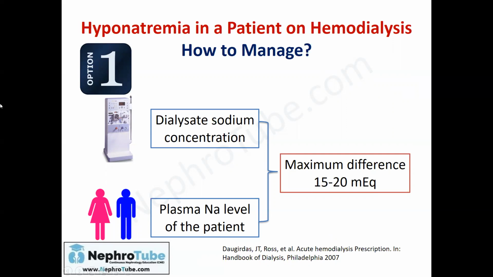So what are the precautions that you can take to avoid this? First, you have to keep the maximum difference between the dialysate sodium concentration in your machine and the plasma sodium level of the patient at 15 to 20 milliequivalent. So adjust the sodium on your machine to be only higher than the patient's sodium by about 15 to 20 milliequivalent. This will ensure that the rise of the serum sodium of the patient will not be rapid.